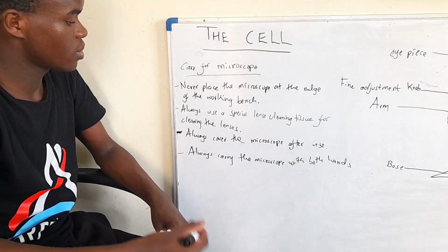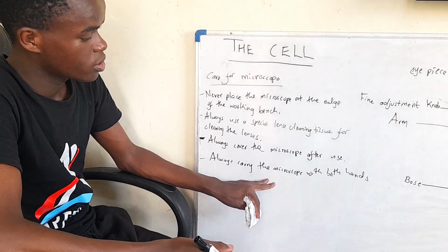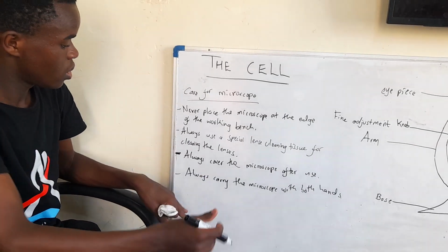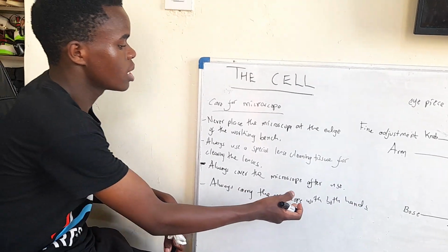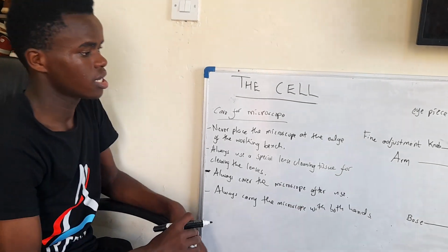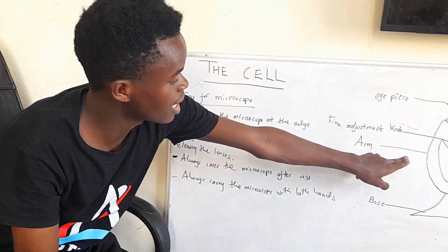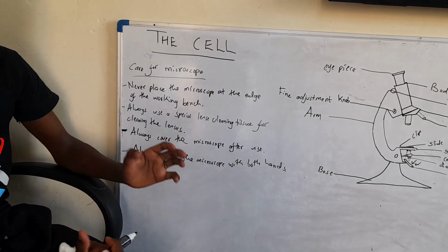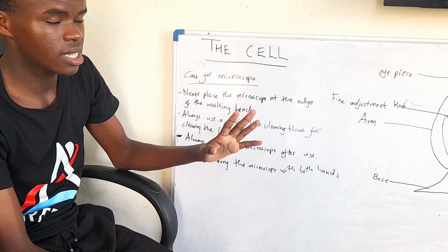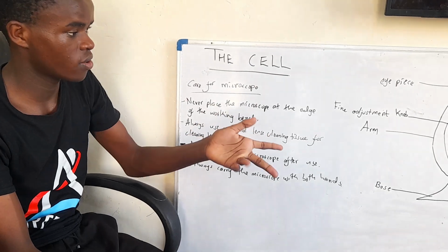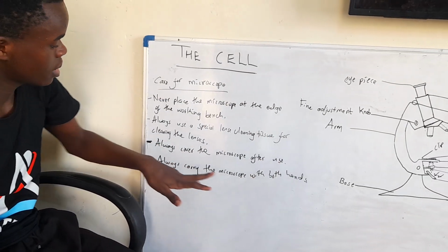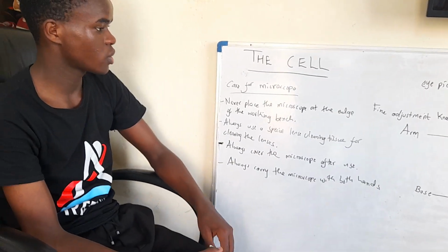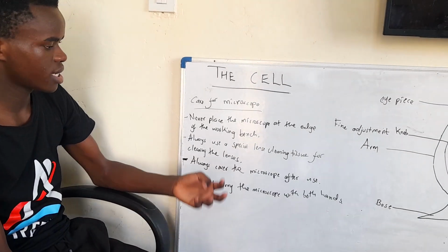Now the last one is about when you carry the microscope in your laps. Always make sure that you carry the microscope with both hands. One hand should hold the arm and the other hand should hold the base like this, because if you carry it in one hand, there's a high possibility that it may fall off. So to prevent that, always carry the microscope with both hands. Now we are done with the care of the microscope. You can take a screenshot.